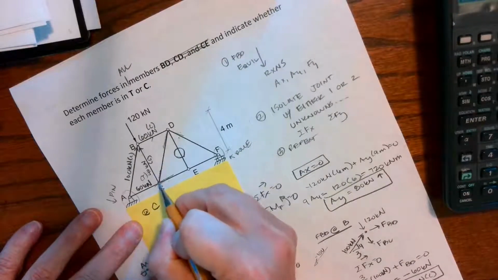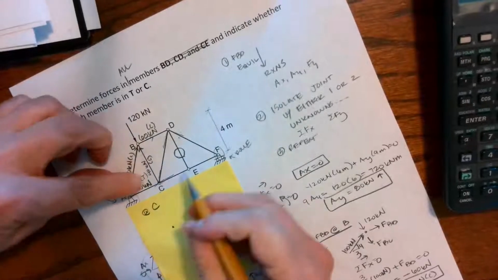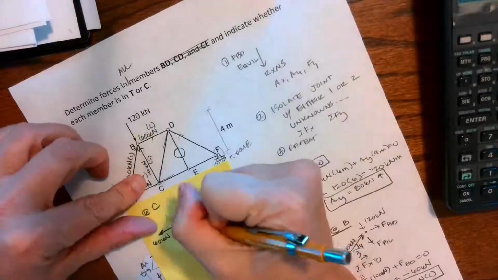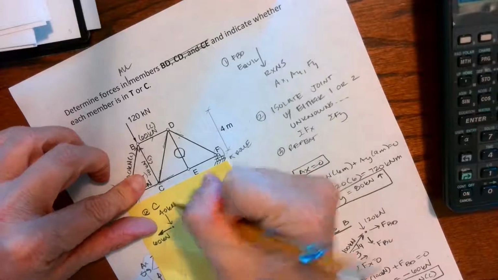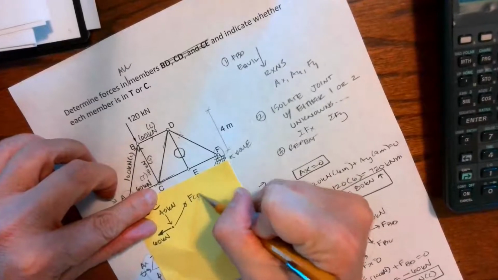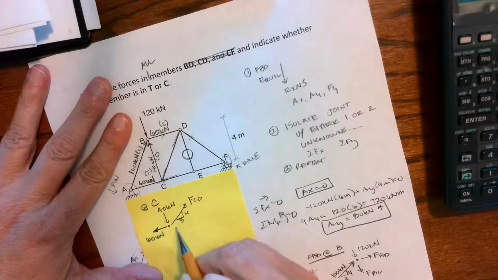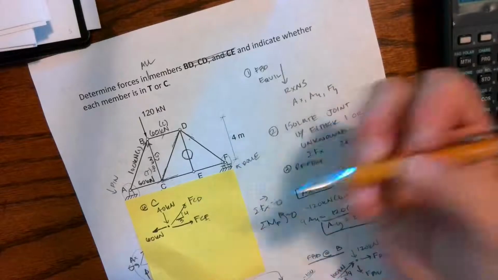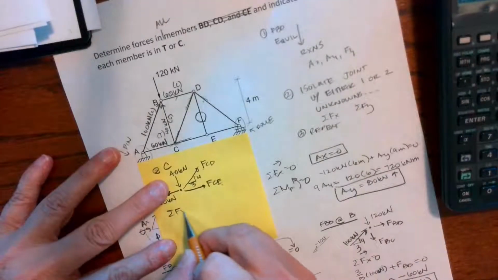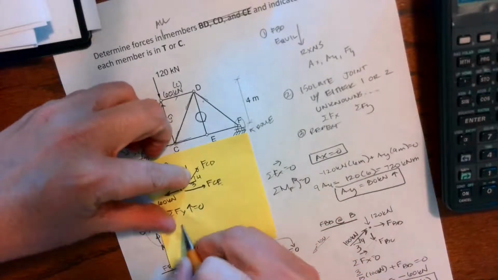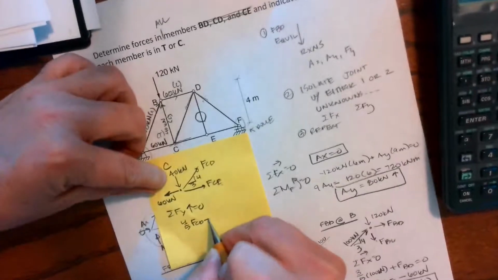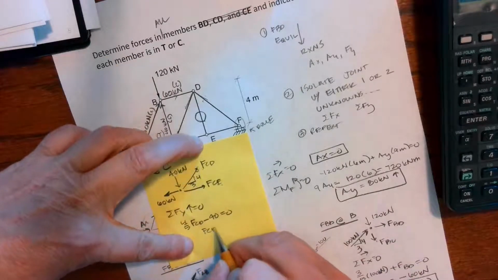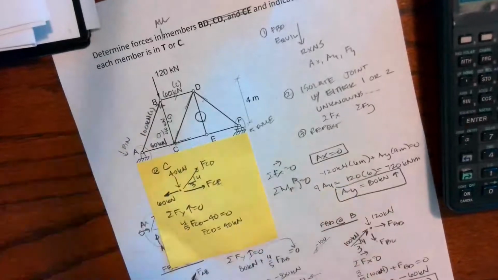At C. Okay, so at C, I have 60 kilonewtons in tension. Tension is pulling away, 60 kilonewtons. I have 40 kilonewtons in compression. Compression is pushing. I have the force in CD, and that is at a 4-3. And then I have the force in CE. So I have 2 unknowns and I have 2 equations. We're going to start with summing forces in the Y direction is up. So I have 4/5 FCD minus 40 equals 0. And I'm going to find that FCD is 40 kilonewtons.